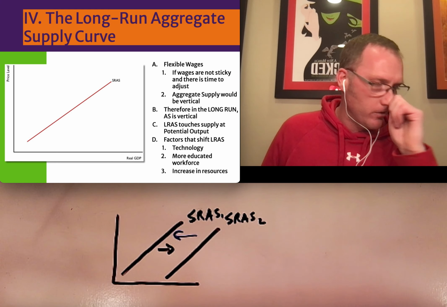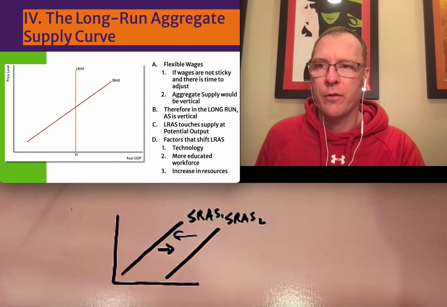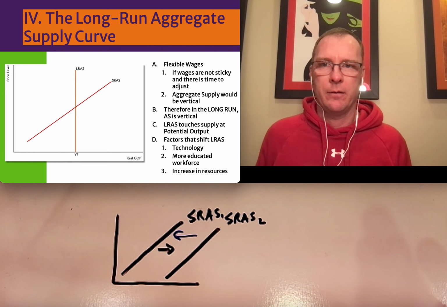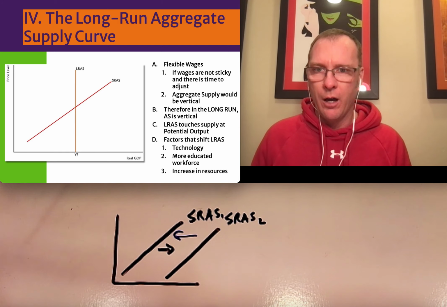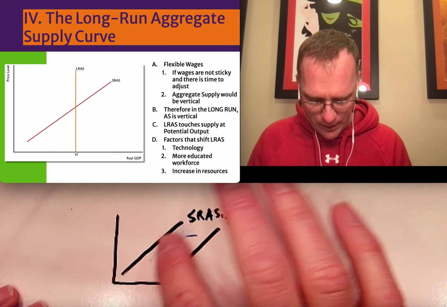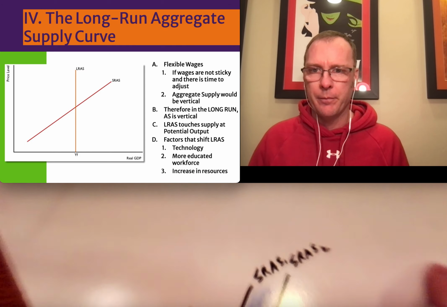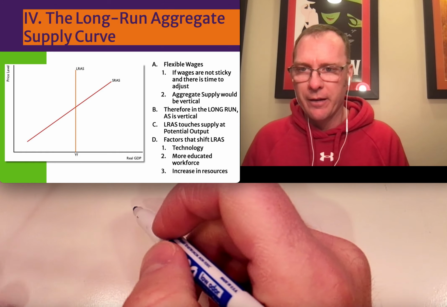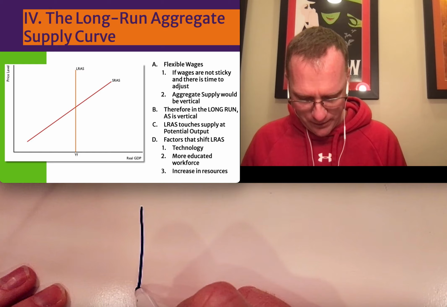Okay, so now the long run aggregate supply curve. What's going to happen here? Well, if wages aren't sticky, then we don't have to worry. We would just have a long run aggregate supply curve in here. Okay, so in this case, well, that was a bad idea. In this case, we're going to have something that looks like this, right?